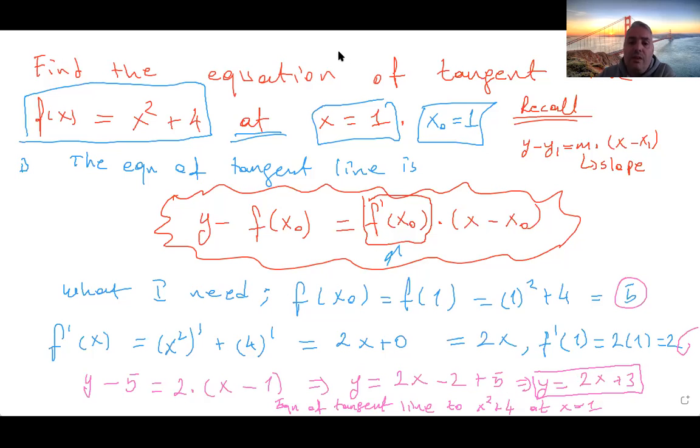So imagine graphically, if this is my function x squared plus 4, now when x is 1, here, let's say, so on this graph, I am drawing a tangent line. So the equation of this tangent line is 2x plus 3, and our original function is x squared plus 4. That's it, we did it.